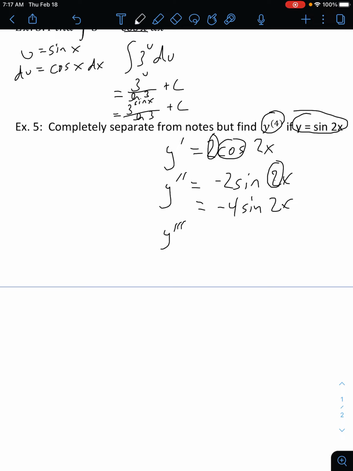Y triple prime, well, if you think ahead, you're going to be multiplying by that 2 on the inside. So it's going to be, and the derivative of sine is cosine. So it's going to be negative 8 cosine 2x. And then the 4th derivative, well, cosine's negative sine, so it's going to be positive 16 sine of 2x. But my main goal in this one is reminding you guys of chain rule and just talking about that notation.